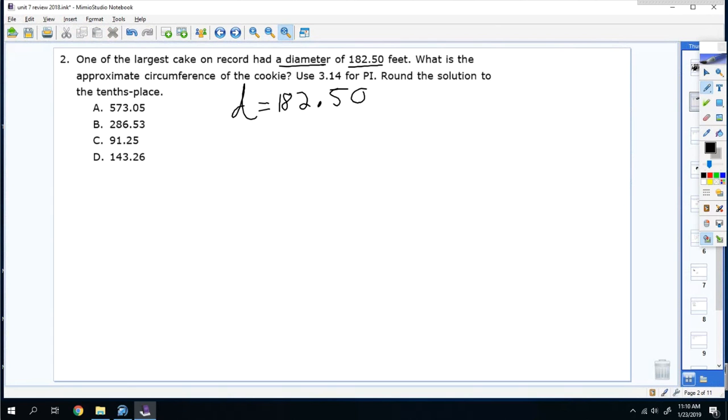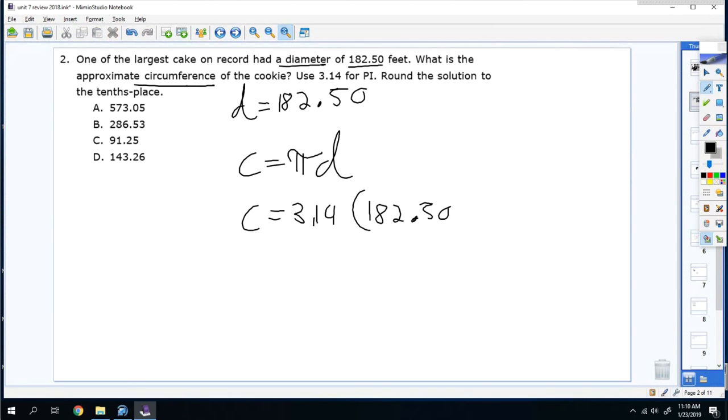Now it continues on to say circumference. That's what they want, circumference. So since they want circumference, go find the formula for circumference and write that down. So the circumference formula is C is equal to pi times diameter. Okay, well, I already have diameter and I already know what pi is. So we plug it in. So pi is 3.14 times 182.50. So you do 3.14 times 182.50, and it comes out to be about 573.05. So the answer would be A.